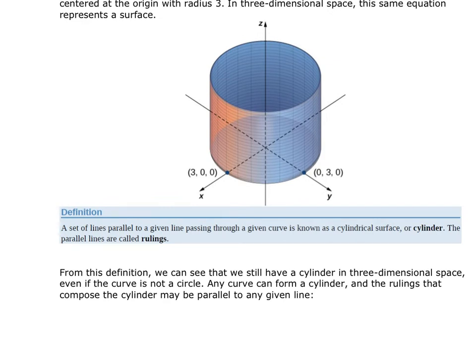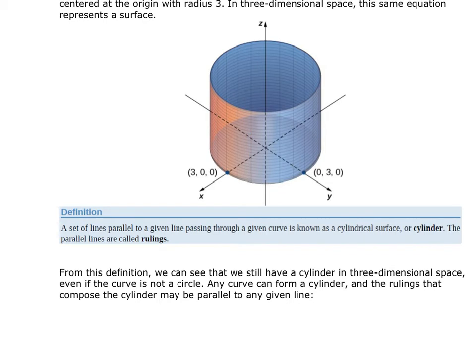We're going to now define what it means to be a cylinder. A set of lines parallel to a given line passing through a given curve is known as a cylinder. The parallel lines are called rulings. So if we take a look at this shape, the rulings here are these lines that are running parallel to the z-axis. These are my rulings, not these going around in the circle. These lines that are running parallel to the z-axis are my rulings.